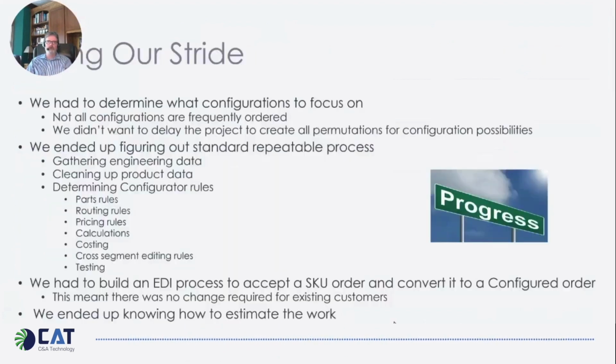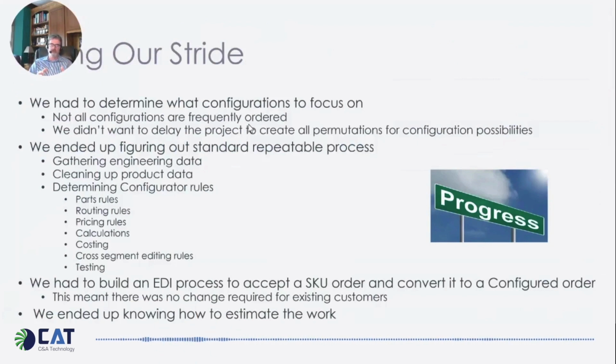Okay, so at one point in the project, I'd say that we definitely hit our stride. We started gaining efficiencies. We actually started beating estimate because we had a lot of things figured out. One of the things that we had to figure out was not all the configurations are frequently ordered. Do we do the whole catalog? Because I said to management, if we do the whole catalog, it's going to take this long. If we do the part of the catalog that's ordered most frequently, it'll take half as long.